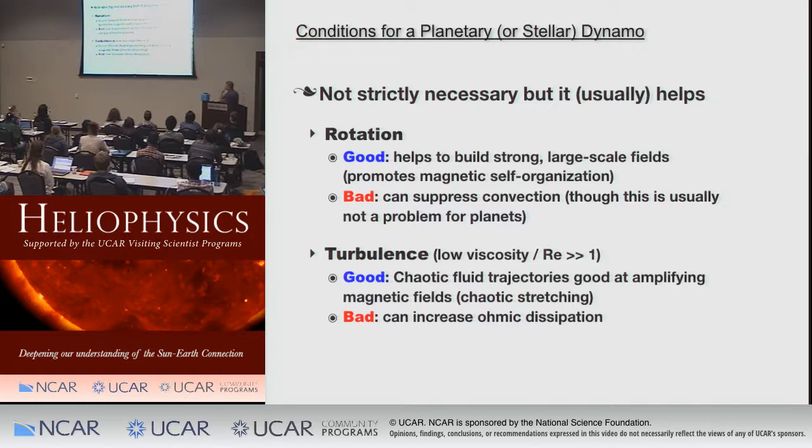And these are not strictly necessary, but they help. Rotation helps to build strong large-scale fields. This gives you the alpha effect that Amitava talked about. So it promotes magnetic self-organization. It can suppress convection, though this is not usually a problem for planets, so it can be detrimental to dynamo action. And turbulence gives you chaotic fluid trajectories, which is usually good. It's good for stretching out the magnetic field, but it can also increase the ohmic dissipation, so it can be bad for a dynamo. It depends on the steepness of the velocity spectrum. If you have a very flat spectrum, then it can be too dissipative. But if you have a steep spectrum, so you have a lot of quasi-laminar rolls that do a lot of stretching, then that works best.